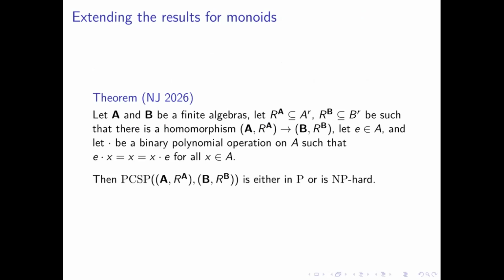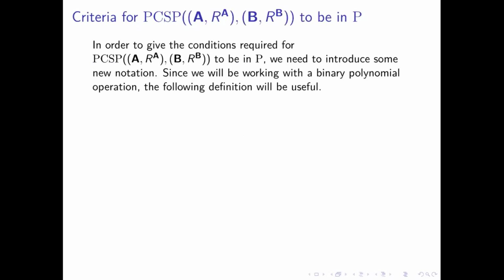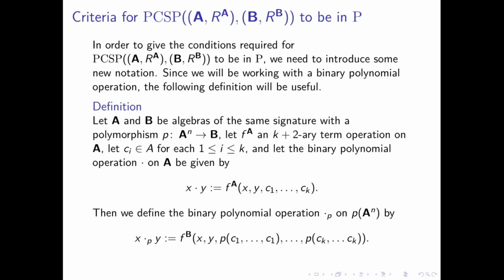I've not stated the theorem in full detail here. So there's a criteria for when PCSP(A_RA, B_RB) is in P. We're going to need a little bit more machinery to talk about what that criteria is. So we're going to be working with a binary polynomial operation instead of just the monoid operation. In order to do that, we're going to need the following definition.